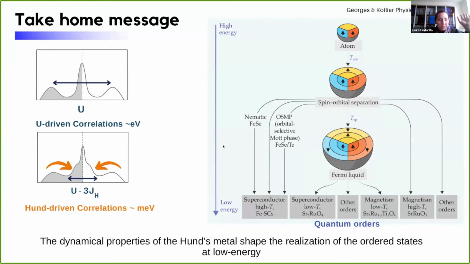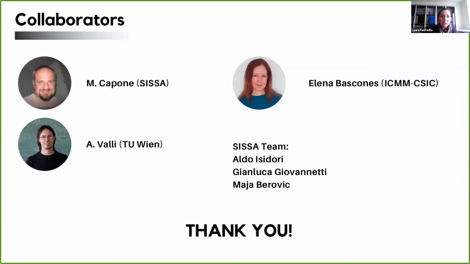I'm just concluding by putting this visual from, again, Physics Today. What I find interesting is that this essentially shows this reasoning, that at low energy you have a number of ordered phases, quantum ordered phases. And what we are trying to do is understand how this high energy scale and low energy scale talk together. So the conclusion is that the dynamical properties of the Hund's metal shape the realization of these ordered states that you find.